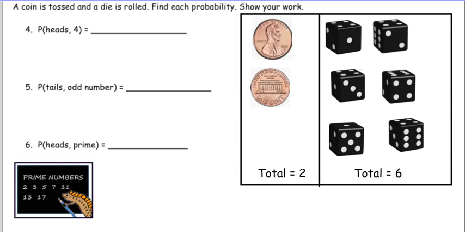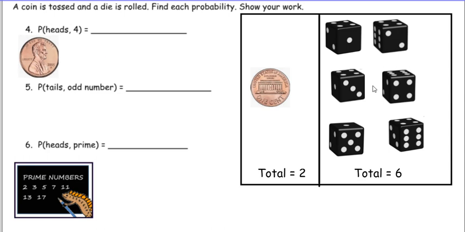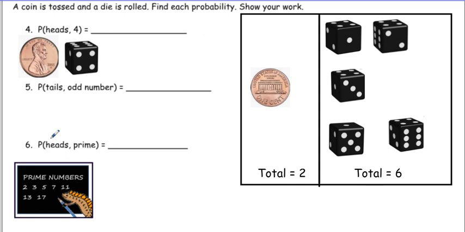All right, our next example. A coin is tossed and a die is rolled. Find each probability. What is the probability of getting a heads and rolling the number 4? What's the probability of that outcome? The probability of getting a heads is 1 out of 2. The probability of rolling a 4 is 1 out of 6. So the probability is 1 out of 12 that would occur.